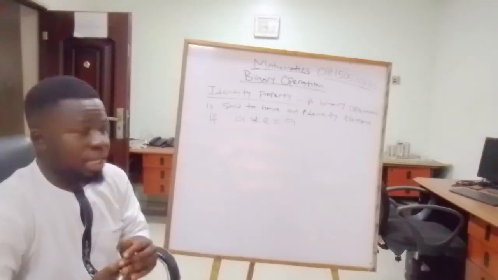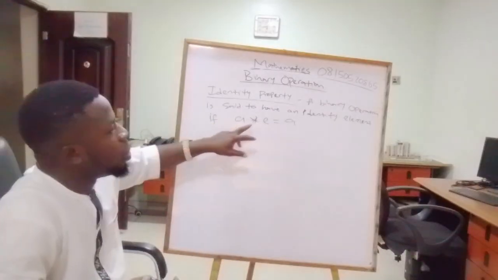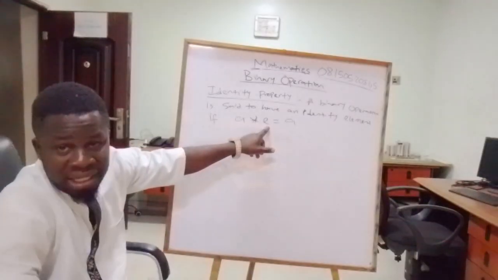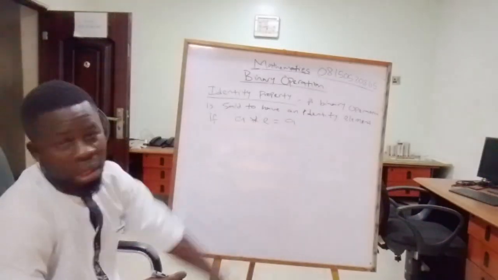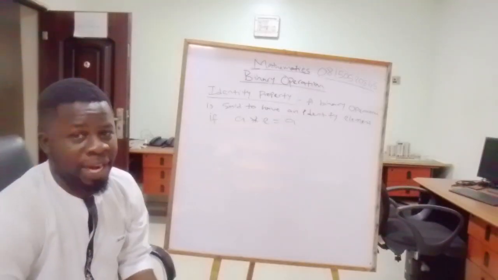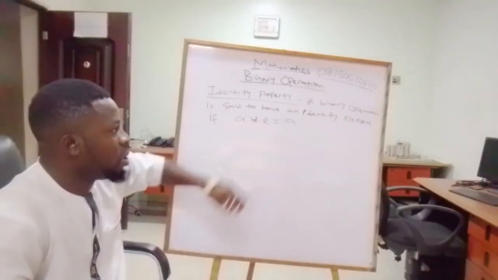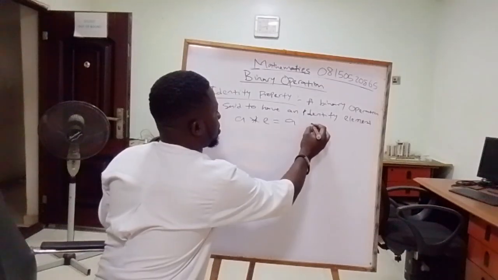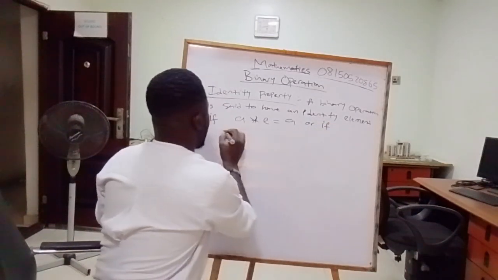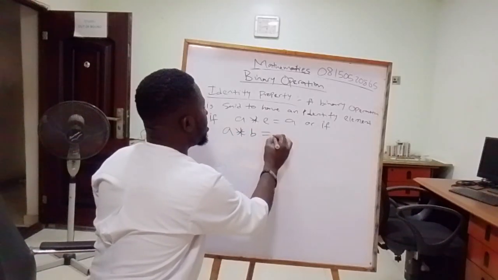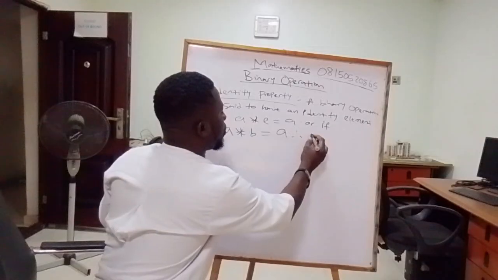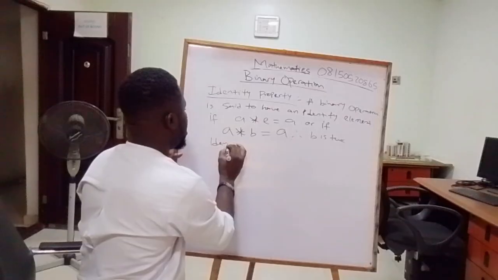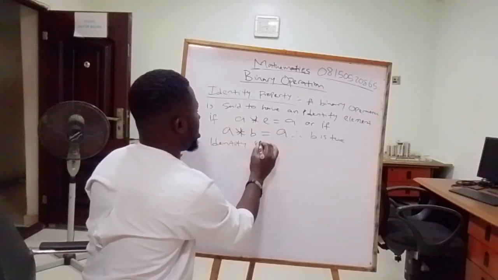What am I saying in essence? That is, when you operate A on that identity element, you are meant to get A back. So then you now say your identity element is that thing that you have. Are you getting what I'm saying? So if A operation B is equal to A, therefore B is the identity element.